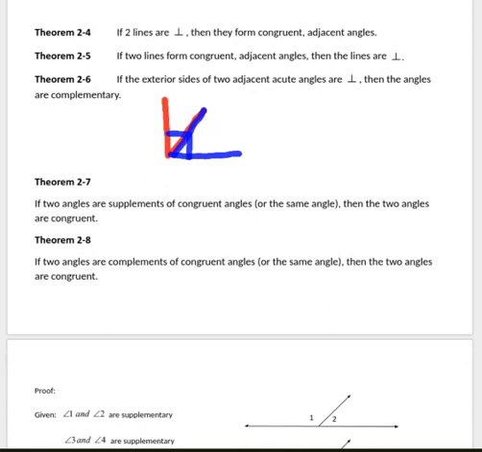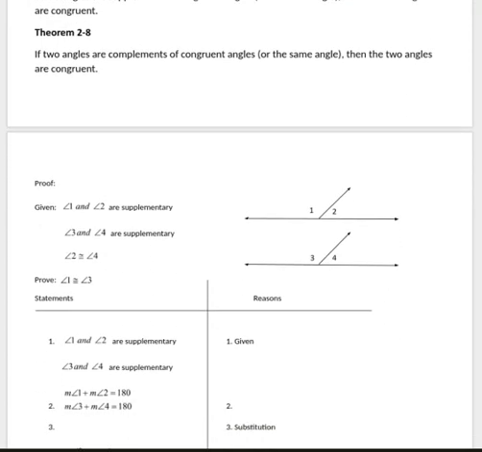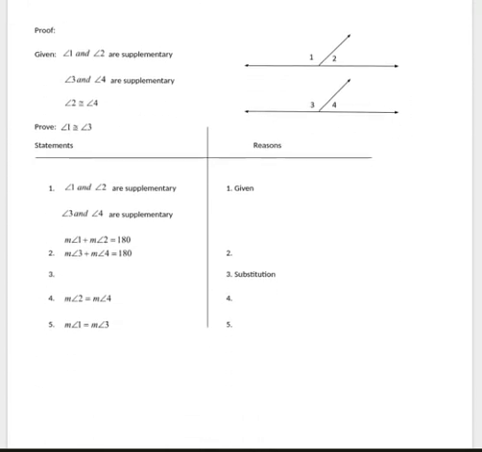And our last two theorems, theorem 2-7 says if two angles are supplements of congruent angles or of the same angle, then those two angles are congruent. So if we have two angles that are supplementary to the same angle, mathematically they have to be the same degrees. And theorem 2-8 is almost the same thing, but with complementary angles. If two angles are complements of congruent angles or of the same angle, then those two angles have to be congruent. And we're actually going to look at a proof of one of those theorems right here.